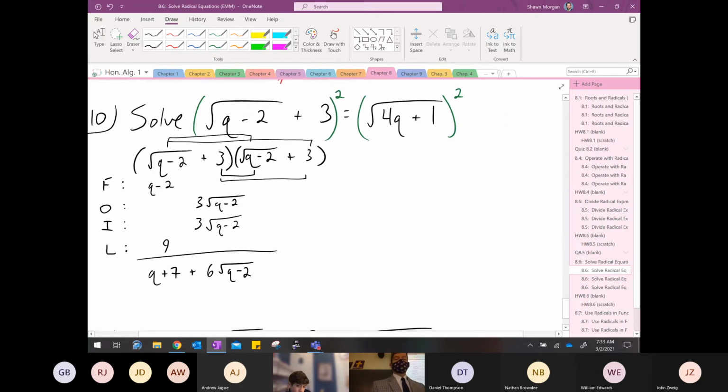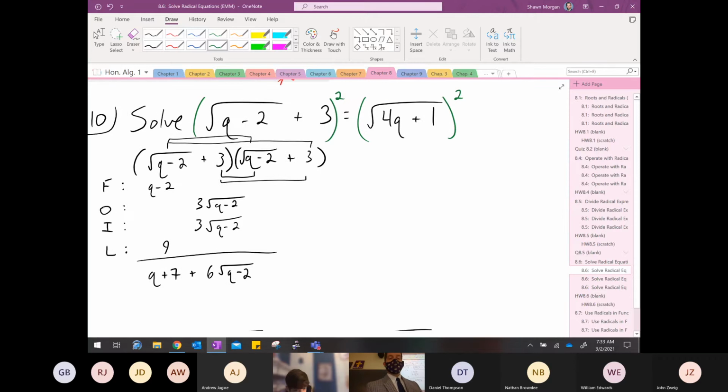So I can come back kind of over here. I was doing some marginal work there. I come back over here. I can say, all right, q plus 7 plus 6 times the radical. And then what is that right-hand side going to equal there, Joe? We did the left-hand side. We FOILed the left-hand side. The right-hand side's a lot simpler. What is it just going to simplify down to?